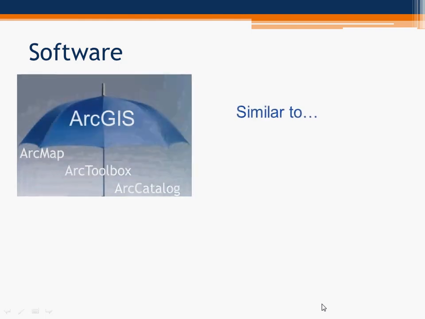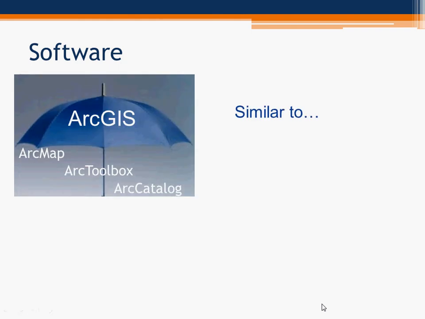Our software: what software are we going to be using? Well, I've mentioned it already. We're going to be using ArcGIS. I like to use the umbrella as the analogy here. ArcMap, ArcToolbox, and ArcCatalog are three components of ArcGIS, and this is in a desktop environment. We will use ArcMap heavily throughout the course. We will do more with ArcCatalog as we move on, and then eventually we'll hit some of the geoprocessing tools within ArcToolbox.